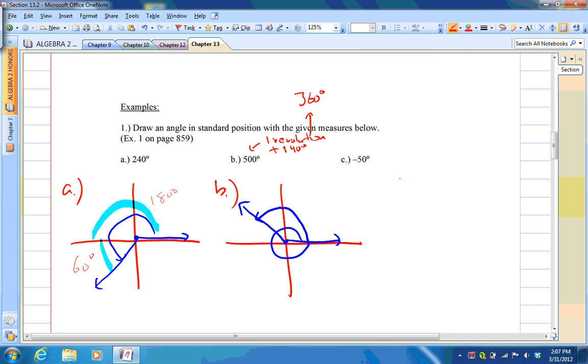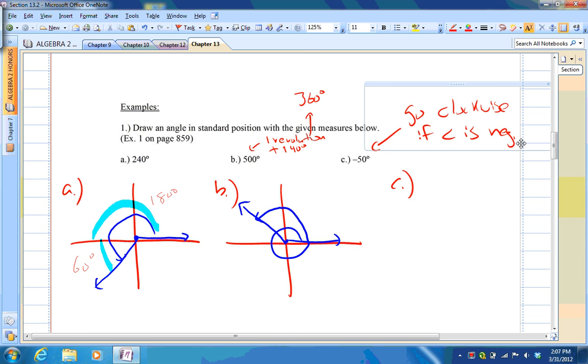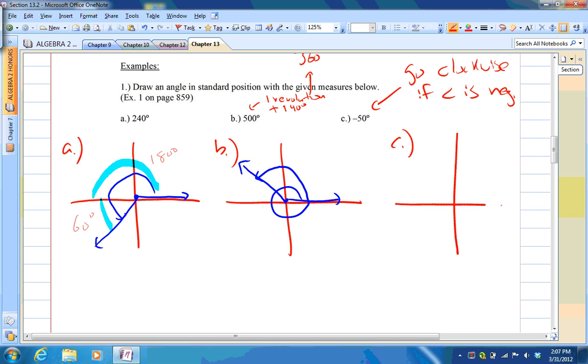And then C. Now if you see a negative angle, go clockwise. If angle is negative. So counterclockwise was for a positive angle, or let's write POS, positive angle. Negative angles are clockwise. So I'll start here and simply just do that. Very simple. Okay.